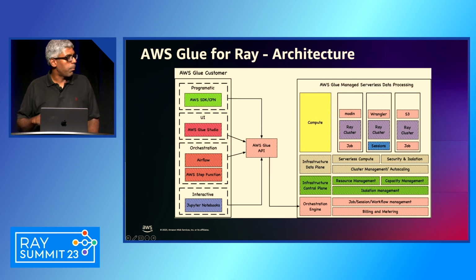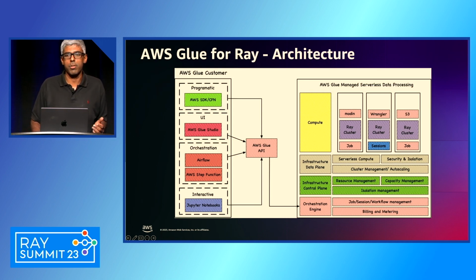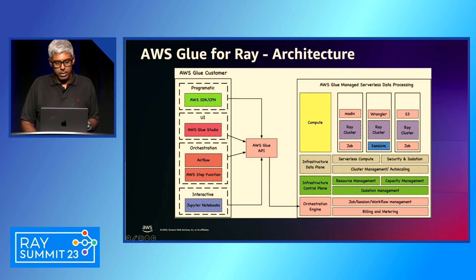Now, walking from the bottom, on the rightmost side of the picture, we start off with our orchestration engine. The orchestration engine is the entry point, which takes care of state management for execution of your jobs and sessions. It also takes care of any quota management or billing and metering based on the usage. The infrastructure at a very high level is broken down into control plane and data plane. The control plane is responsible mainly for capacity management and resource management. And the data plane is responsible for security, isolation, and also auto-scaling.